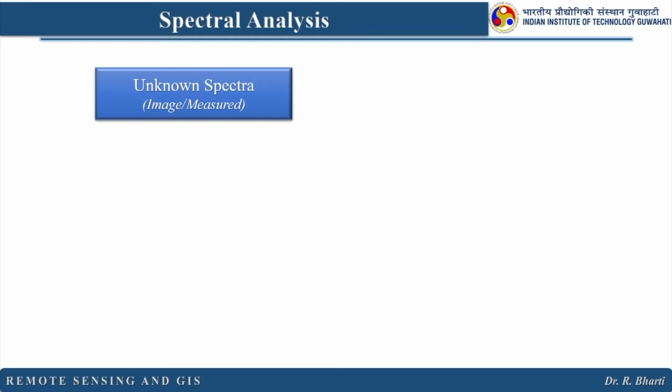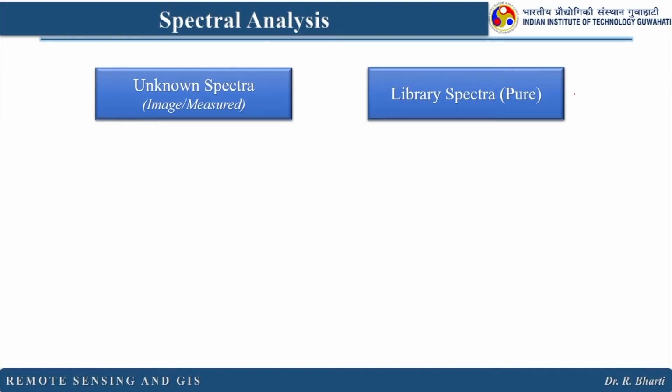Or maybe you might have collected a spectra using a spectroradiometer in the field. Now you want to identify the composition of that spectral signature using this library spectra, or is there any other way? So what we will do is refer to this library spectra where we have already identified the pure materials and generated the reflected or emitted spectra.